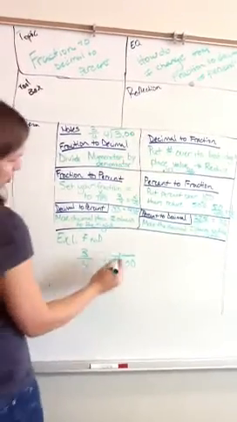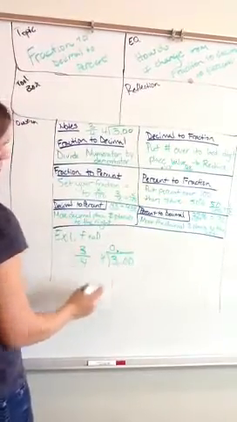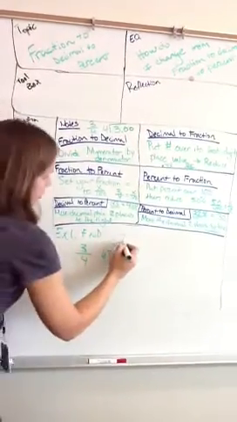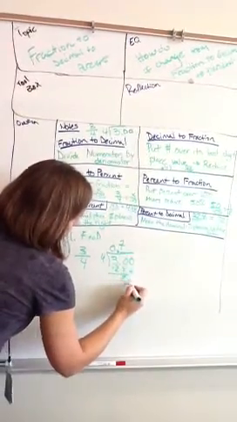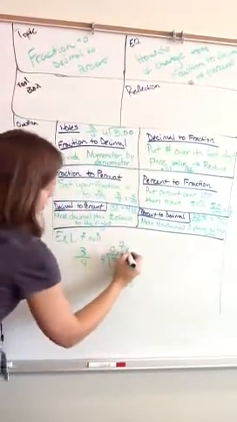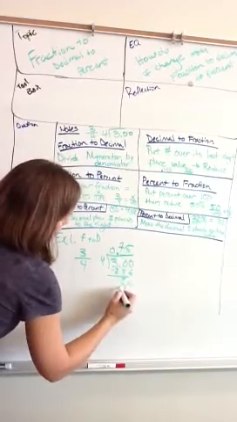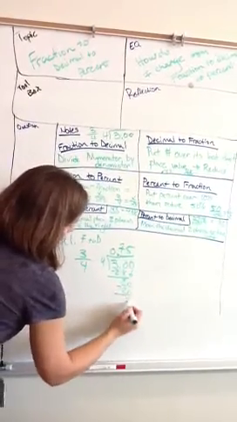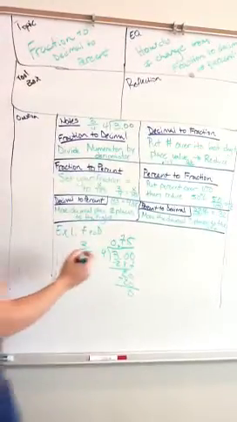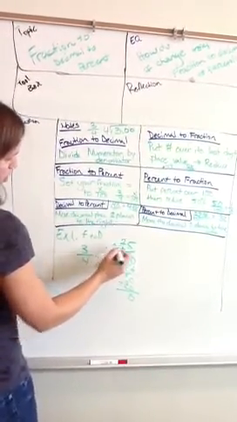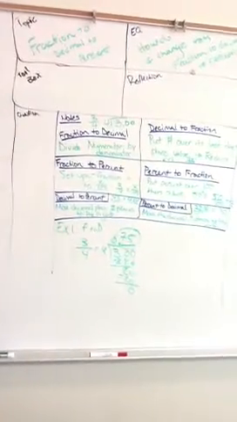All right, 4 can't go into 3, that's 0. 4 goes into 30 7 times, and that's 28. 2 left over, bring my 0 down. 4 goes into 20 5 times, and that's 20. Subtract them, I get 0. I have nothing else to bring down. There's my decimal point. I changed it from a fraction to a decimal.